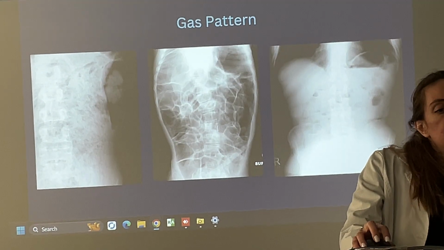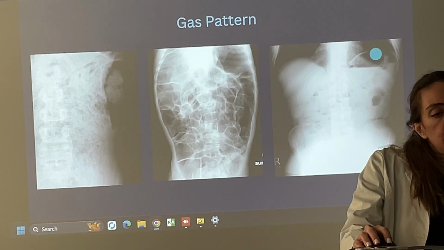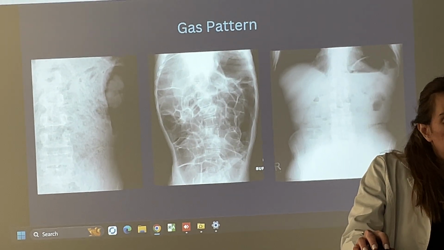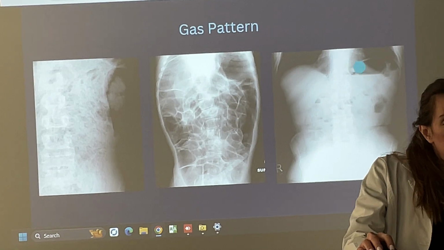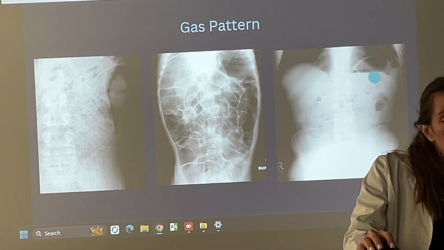And the last one, you can see air in the stomach, and there is almost always air, and you will see an air fluid horizontal level in the stomach.